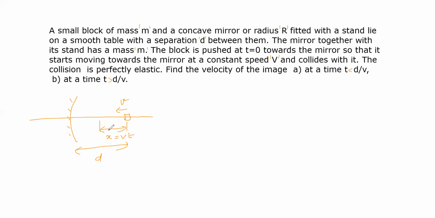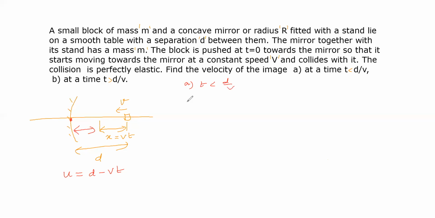Now the distance of the object from the pole is u, which is d minus v into t. This is the distance of the object. Actually, we need to find the velocity of the image when time is less than d by v. So first we take the case when time is less than d by v, and in this case we have to find the velocity of the image.